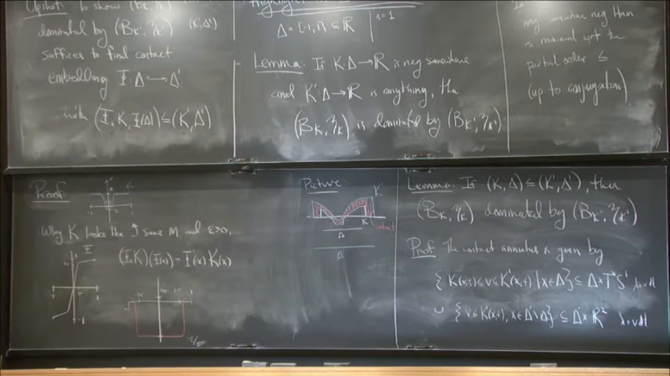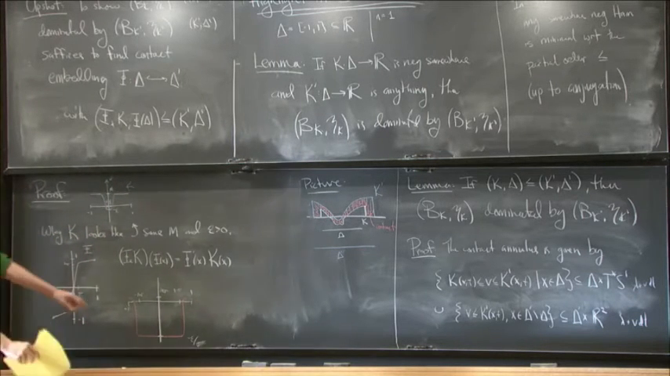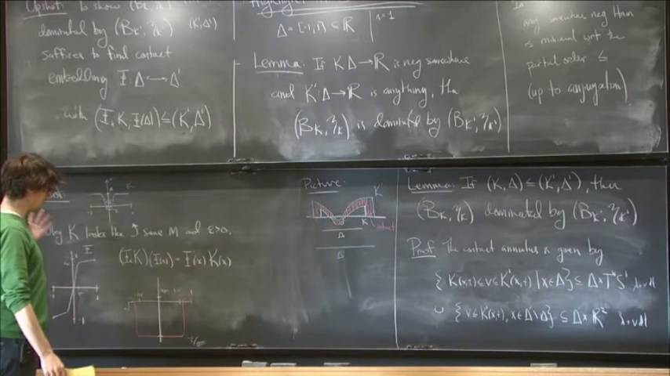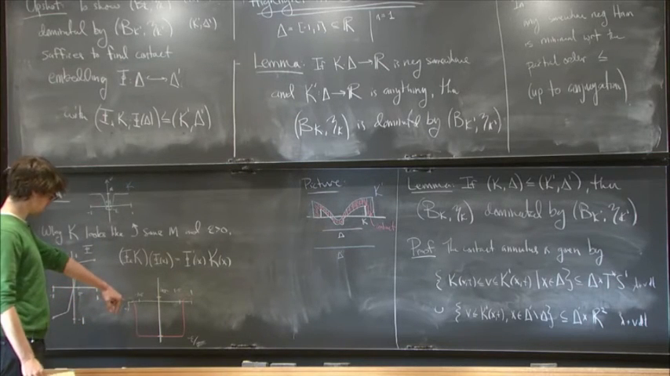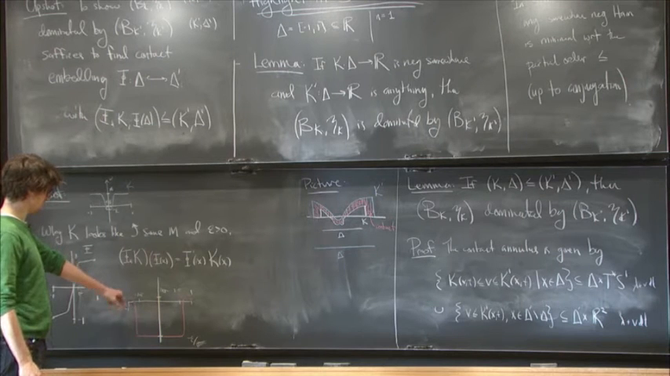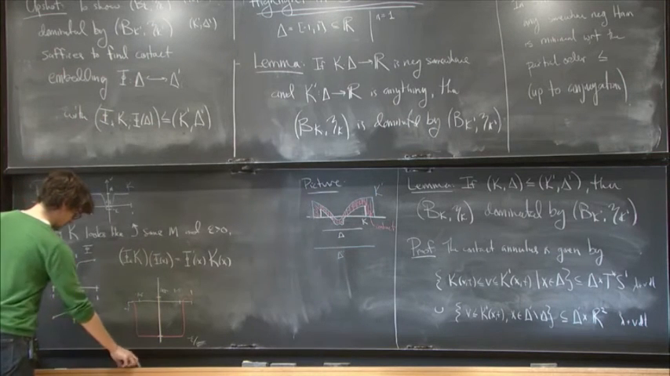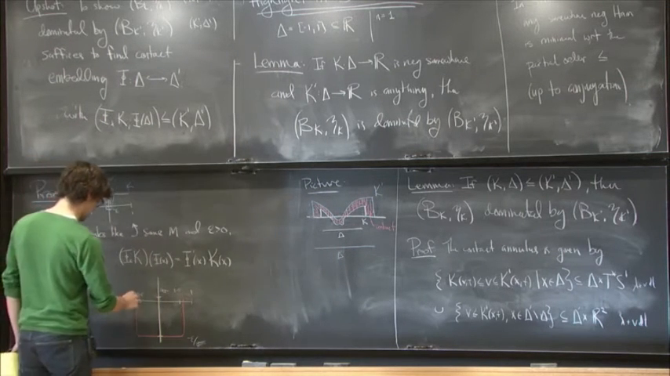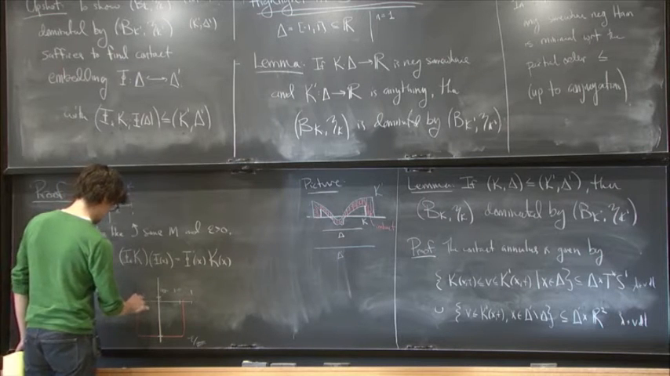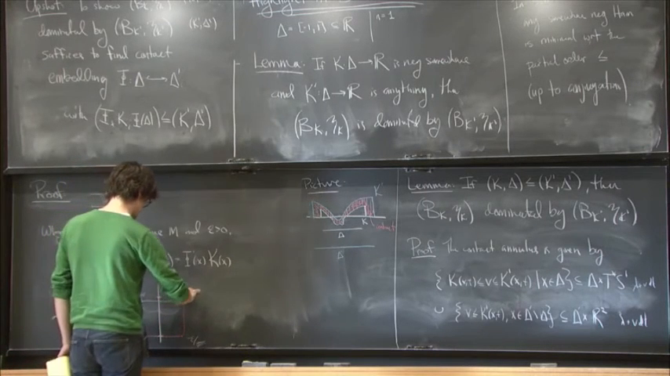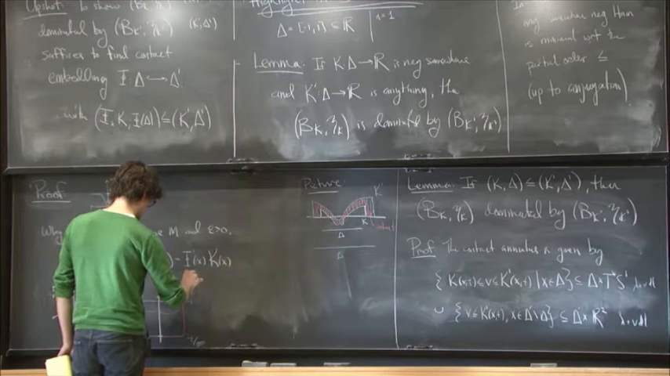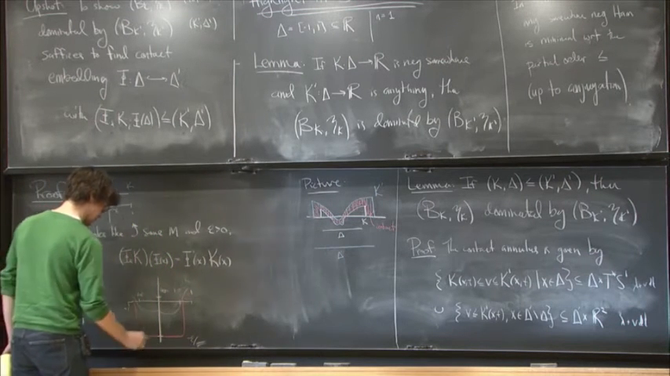And taking sigma to 0, given any function that's positive near the boundary, I can take sigma small enough so that I have the inequality I want. So this is my purported k prime, and this is my push forward.